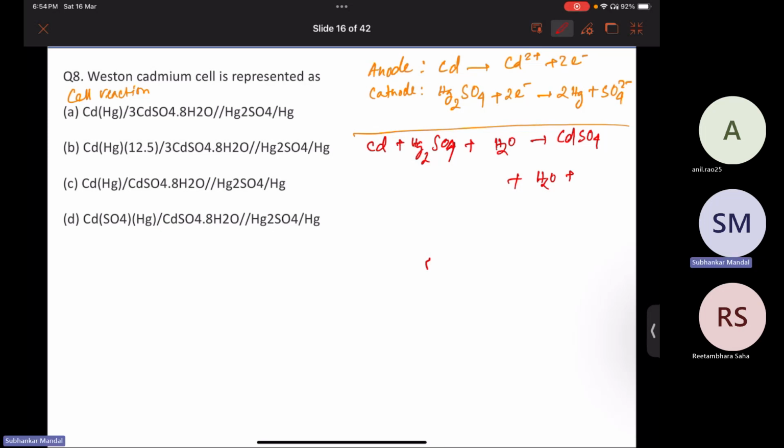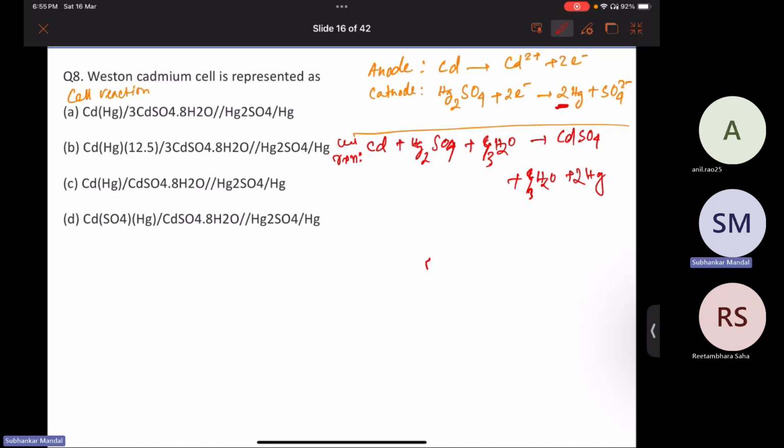It is in the crystalline state, plus Hg. So here you can see 2Hg is there, and here 2Hg is there. So 8/3, and this is also 8/3. Okay, so this is the overall reaction or cell reaction.